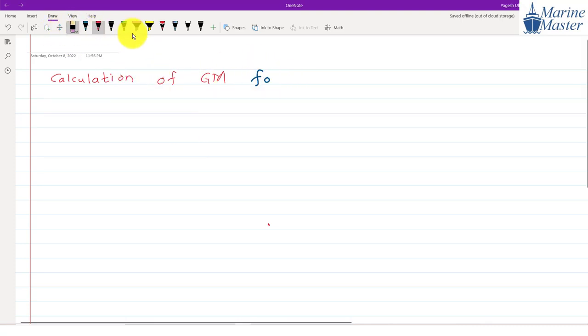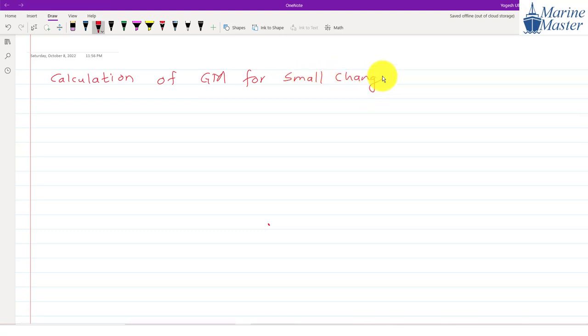For what purpose are we going to study? Calculation of, for what, guys? For small change in draft, guys. Listen, give this heading, everyone. Before going further, give this heading: calculation of GM for small change in draft.